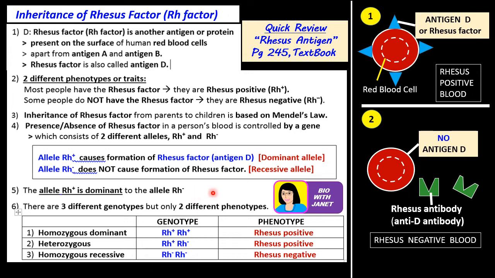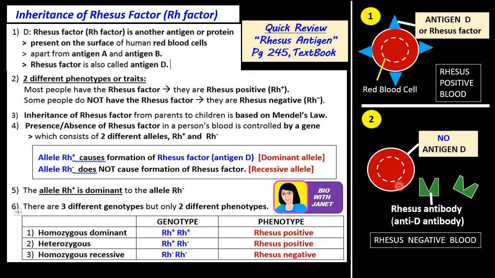So this picture here shows you the rhesus positive blood with the rhesus antigen or rhesus factor or antigen D on the surface of the blood cell. This is just a depiction of it. And for rhesus negative blood, there is no antigen D or rhesus factor on the surface of the red blood cells.